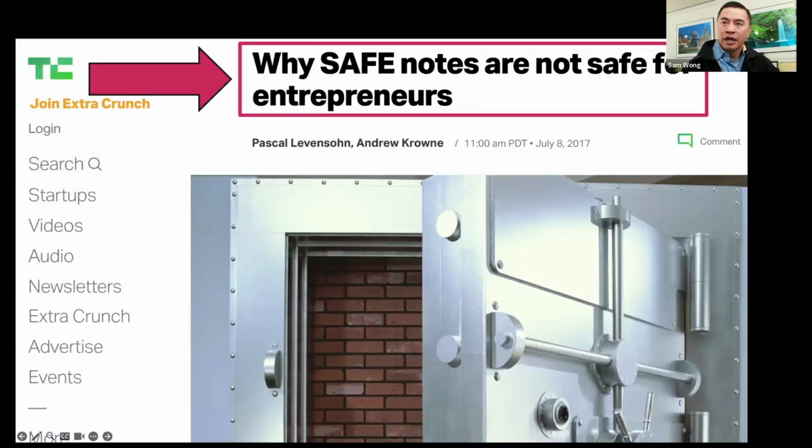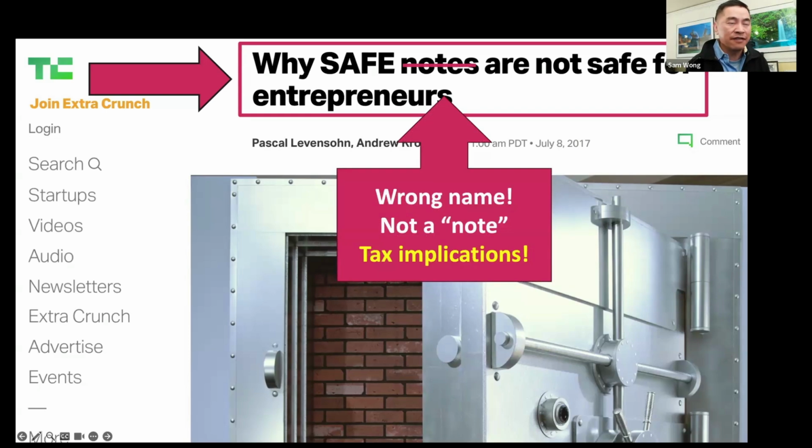Let me dig into the article a little bit. Why Safe Notes Are Not Safe for Entrepreneurs. Not my article. This was written by a VC with one of the TechCrunch staff. And a little side note here: the title, safe notes, is the wrong name for a safe. Do not call it a safe note.